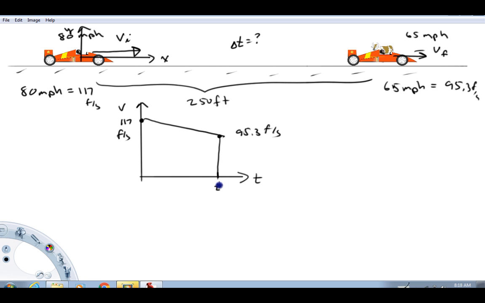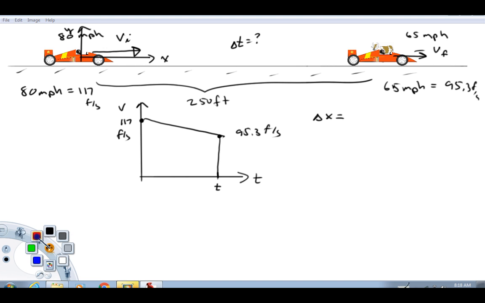The time is unknown. The quantity that we do know is the 250 feet that this car traveled between the initial position and the final position. That's what I would call delta x, a change in position. If you just want to call it d for distance, that's fine in this example. And what we can do now is use our graph to write an equation that will allow us to solve for t. I hope you've seen my videos on how to find displacement. Displacement is found by area under the curve here.